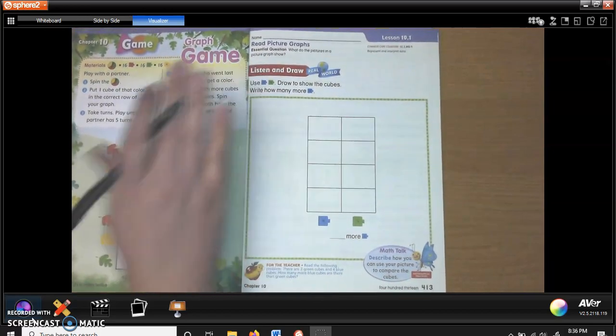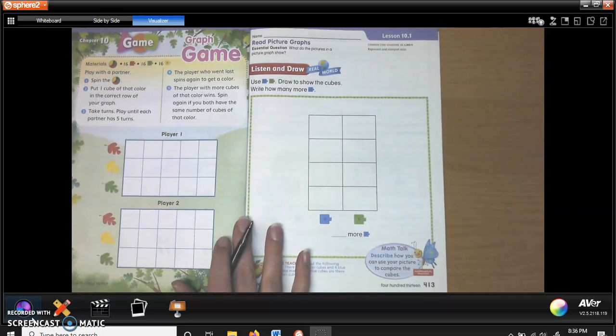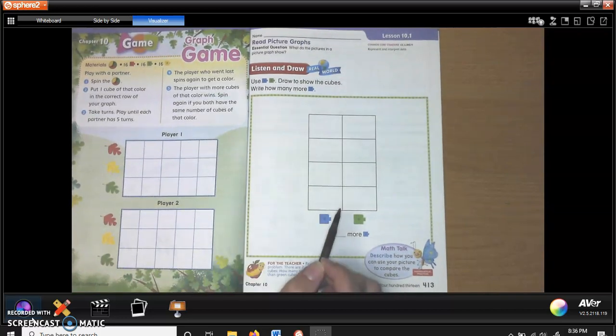We are going to be doing 2 lessons today because the first lesson is going to be how to read a picture graph, and the second lesson is going to be how to make a picture graph. So we're just going to do 2 lessons at the same time today. If we're on page 413, we have a simple picture graph here. And here is the question they ask us.